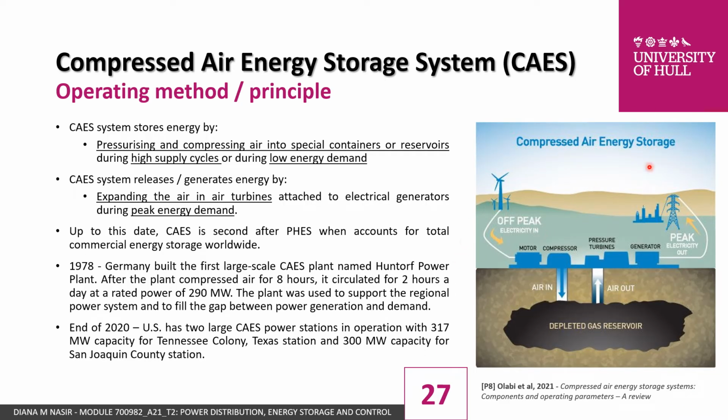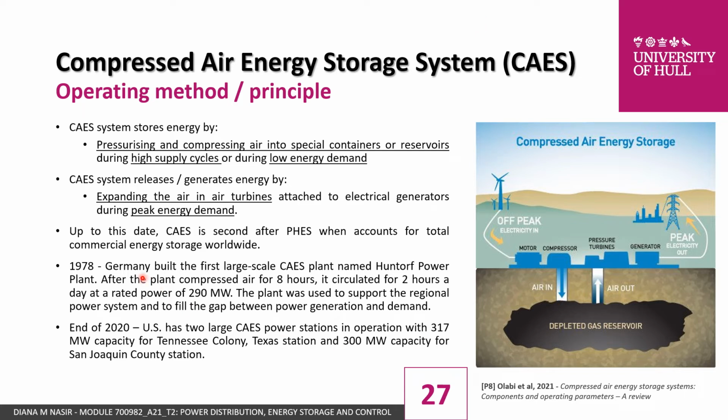So if you can refer to the figure at the right side, you can see an underground reservoir, or we can consider it a cavern, used for a compressed air energy storage system. During charging, the CAES stores energy by pressurizing and compressing air into a special container or reservoir during high power cycles and also during low energy demand. While the system discharges and generates energy by expanding the air from the cavern, it goes through an air turbine attached to electric generators, and that's when the electricity is generated.